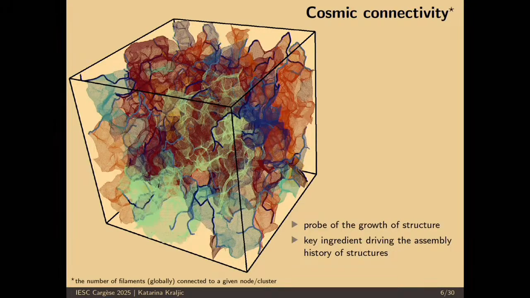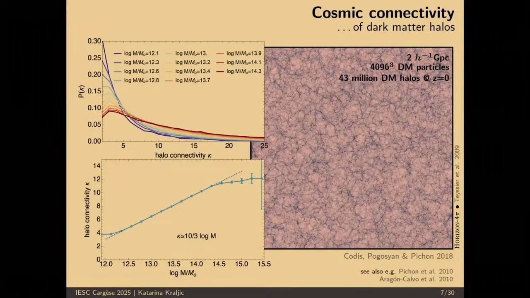And today we really think that it's one of the key ingredients that is driving the assembly history of halos and galaxies. So again, there is a full theoretical background that is able to predict, also from Gaussian random fields, what the connectivity should be.